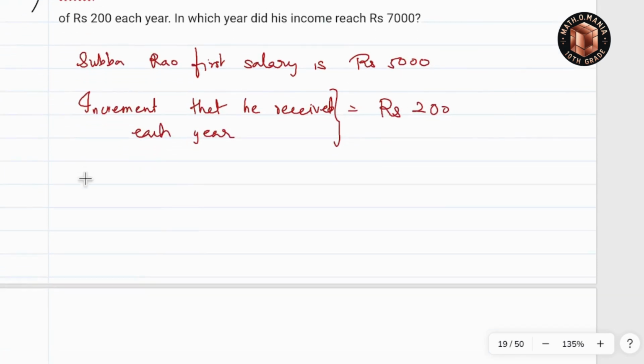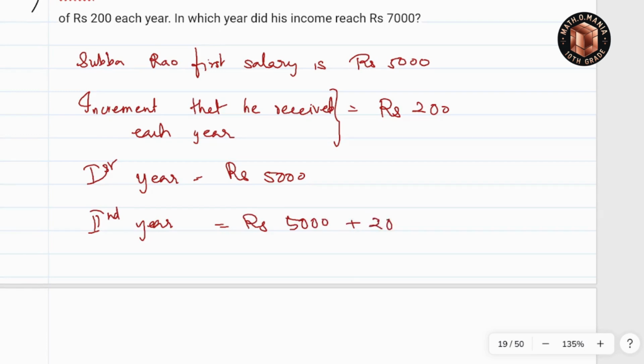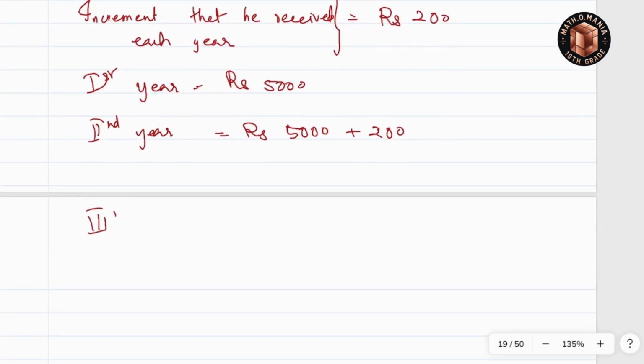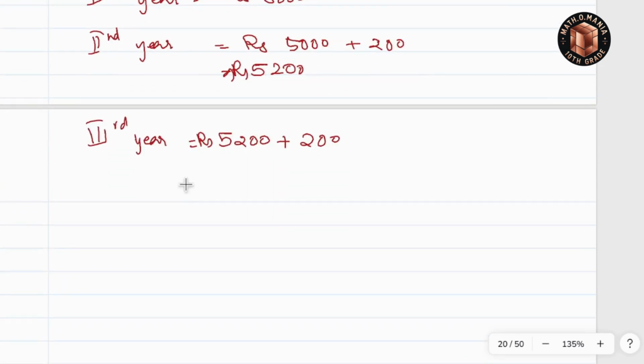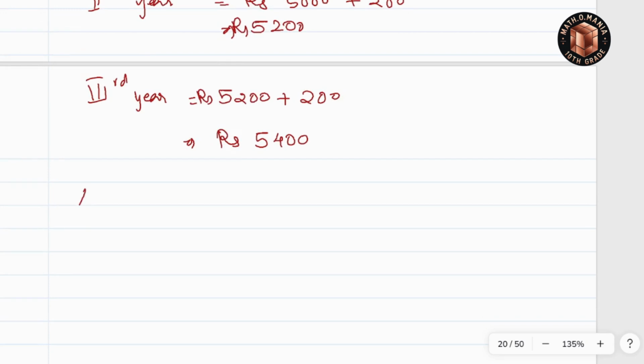Therefore, how can we write our AP? In the first year, his income is rupees 5,000. In the second year, he will get rupees 5,000 plus 200 rupees, that is rupees 5,200. Then in the third year, 5,200 plus again a 200 increment, which is equal to rupees 5,400. Then like that it goes on. So our AP is what?